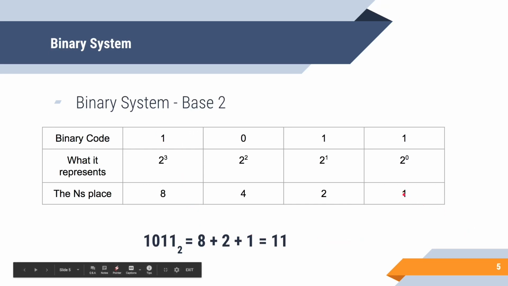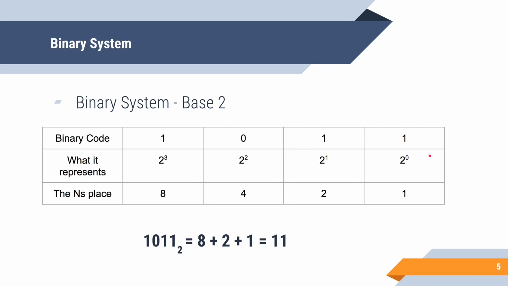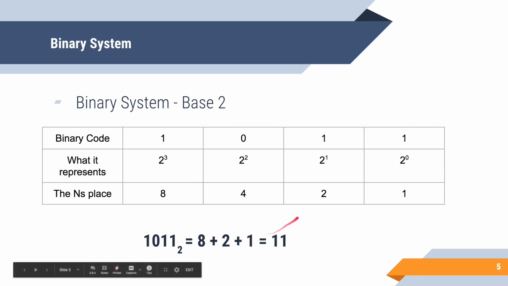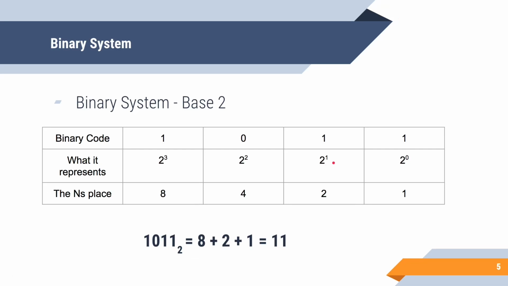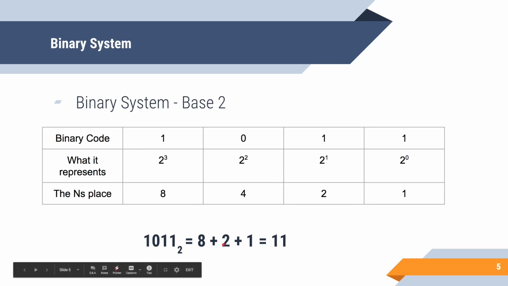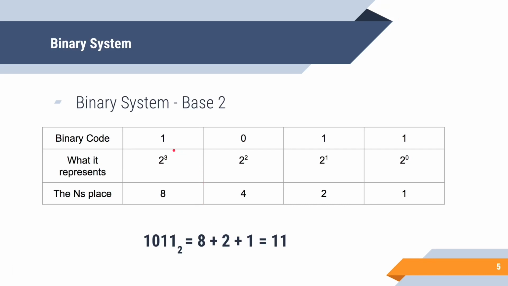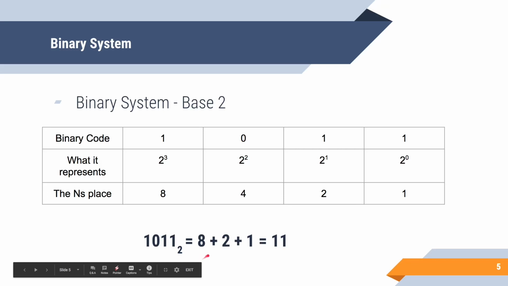We have one number that is 2 to the power of 0, so we add 1. We have one number that is 2 to the power of 1, and that is 2. And we have one number that's 2 to the power of 3, which is 8. Right? We have 8 here. We add them together and we get 11. 11 is our base 10 decimal number. All right? So we basically just converted a binary number into decimal.